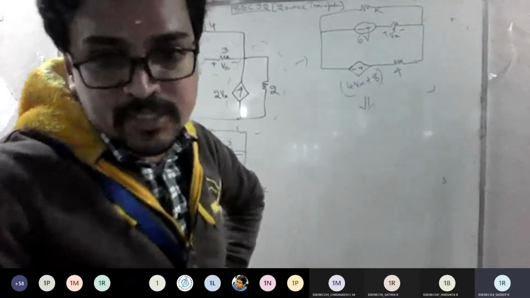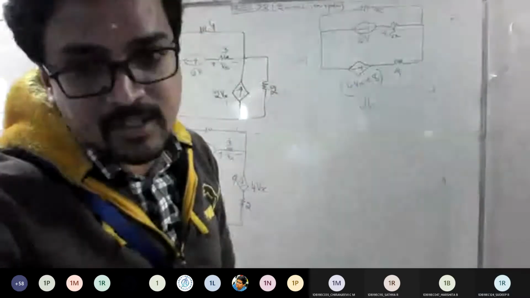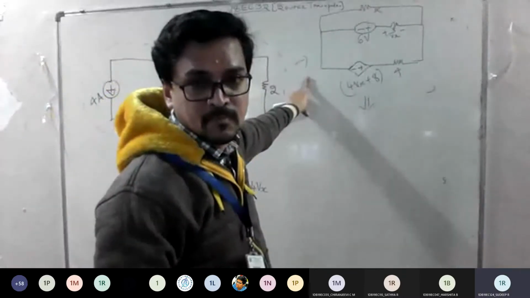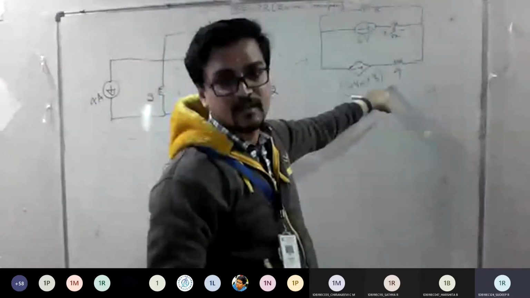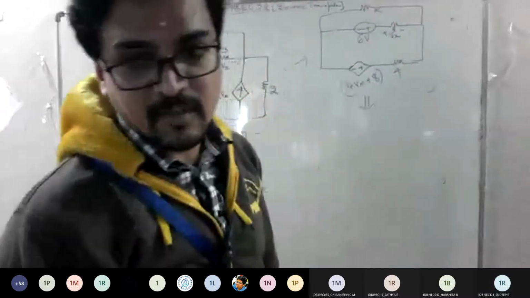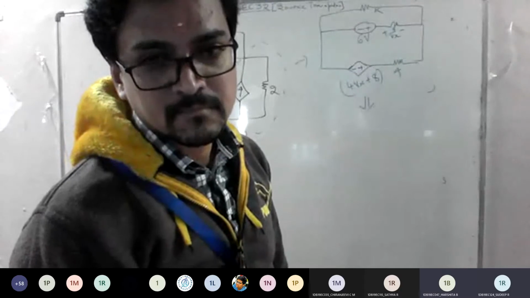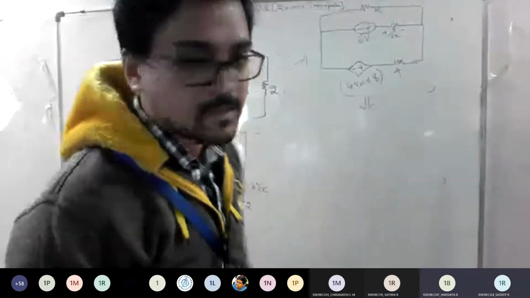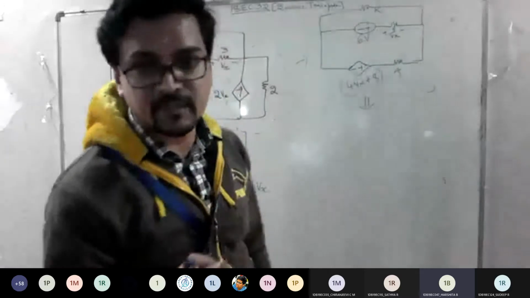I need to reduce this to a single mesh. Then only I can apply mesh analysis to find the current across the 3 ohm. So how to convert this to a single mesh now? A 4 ohm resistor is there, another 4 ohm resistor is there. I should make it a parallel combination, so what should I do? Can I convert back to current now? Yes, sir. So I need to convert this practical voltage source to a current source. You got why I'm converting?